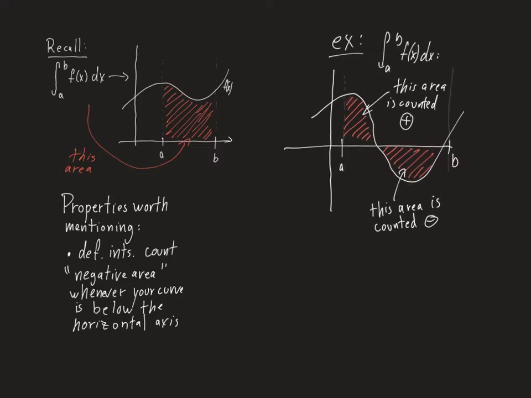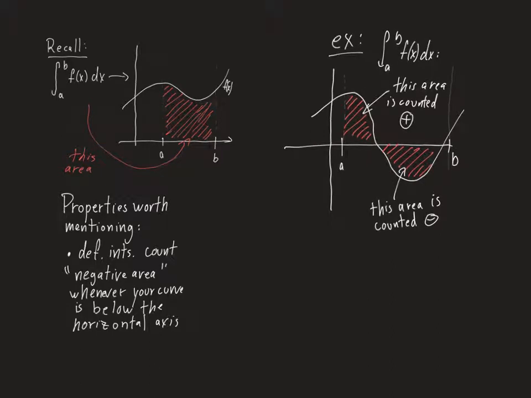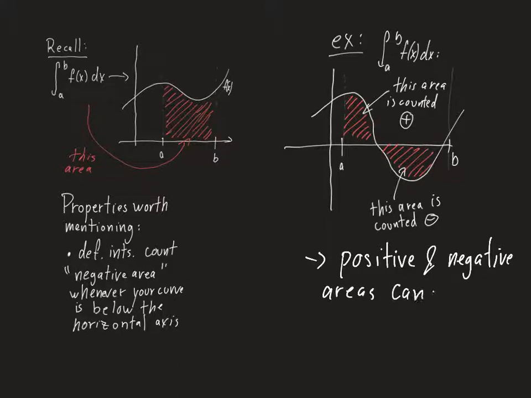And what that means is that, just like with positive and negative numbers, positive and negative areas will cancel each other out.